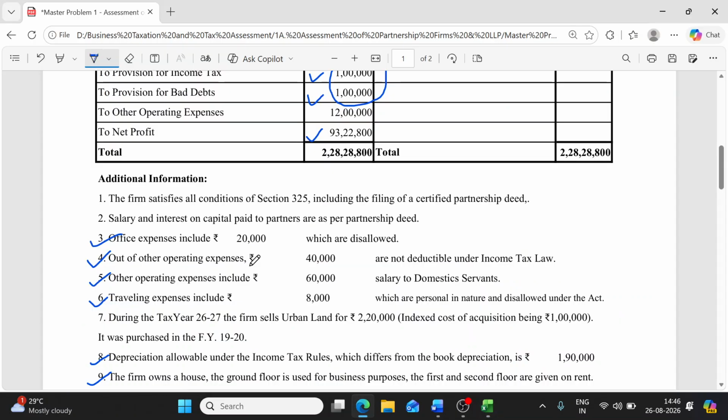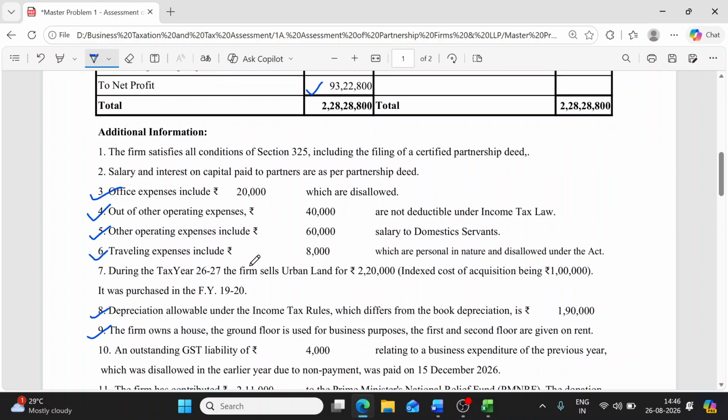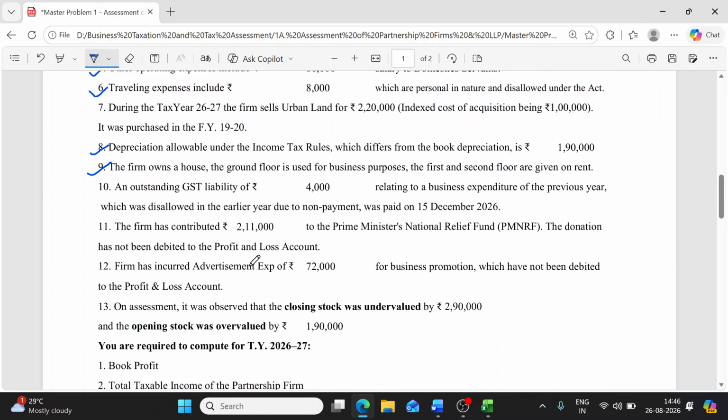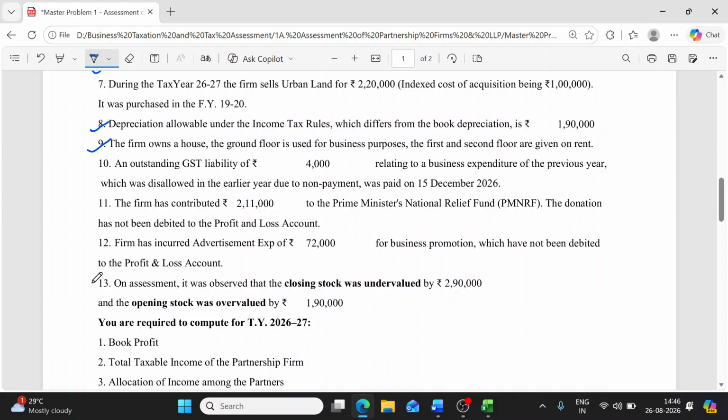Okay. Now interestingly, there is adjustment number 13. See what has happened over here. On assessment, it is found that the closing stock was undervalued by 290,000, and the opening stock was overvalued by 190,000. Okay, now an interesting point to think about. I'll give you a case. It will explain what to do with these figures.